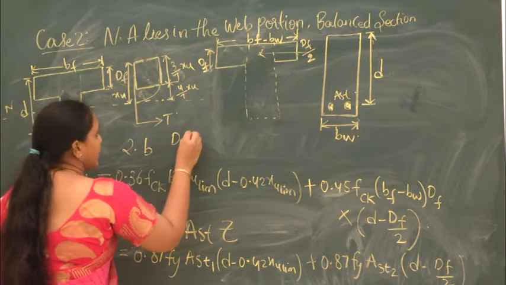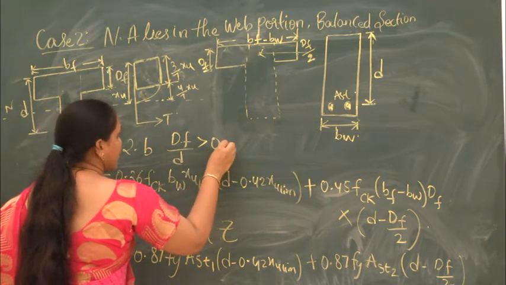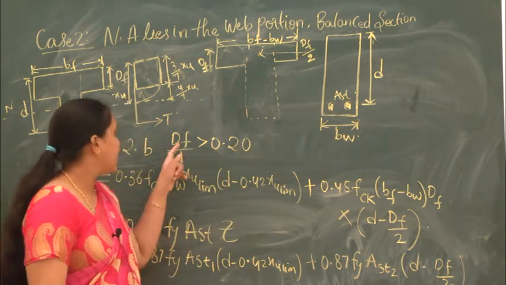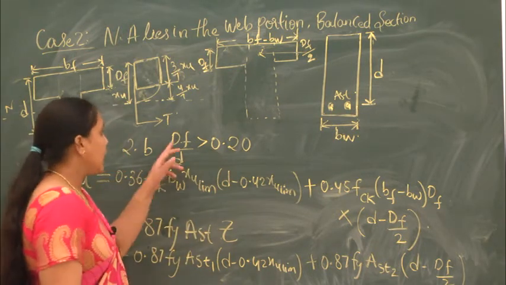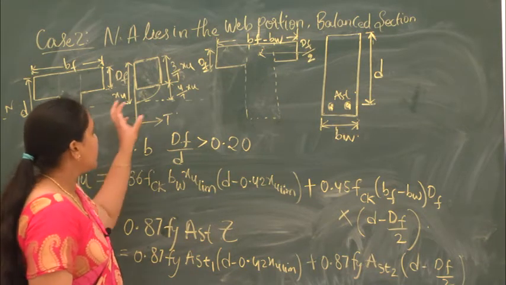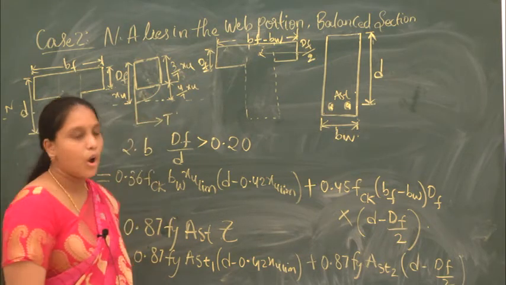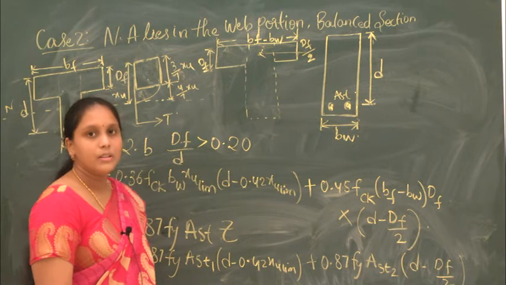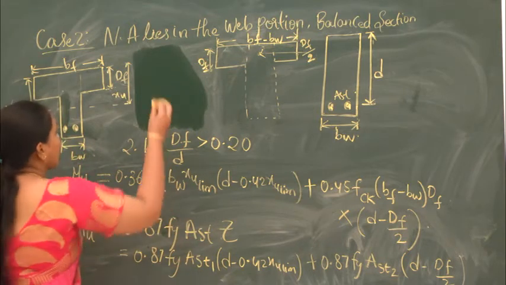If Df by d is greater than 0.20, what is happening here? Our stress block is a bit changing. So first, let us draw the stress block for this particular case, when Df by d is greater than 0.20.